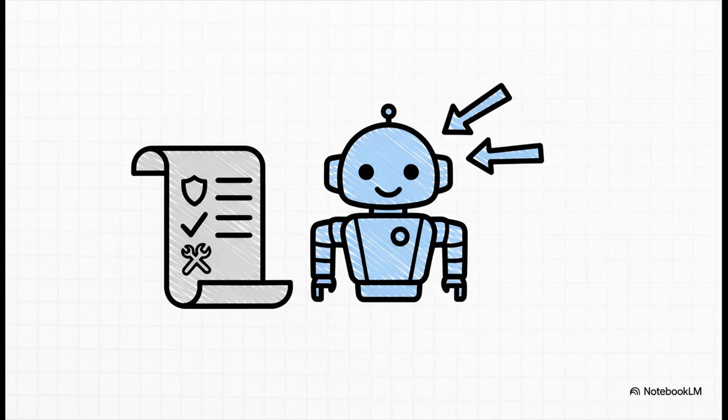And last but not least, component number 3, instructions. This is basically its job description. We call it a system prompt, which is really just a fancy way of saying a set of rules. It's us telling the agent, okay, this is who you are, this is how you should act, and this is what you're supposed to do. It's its mission, if you will.